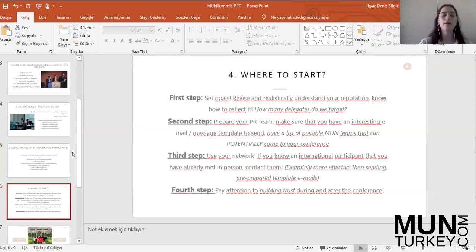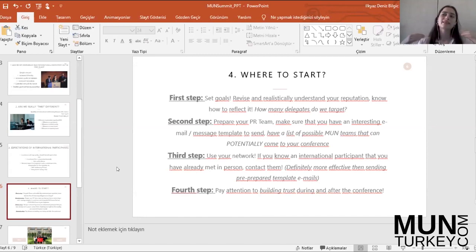So next, this is a very good question that should come to your mind at this point: okay, I get all this information, but where do I start as an organizer? So first step, set goals. Revise and realistically understand your reputation as a conference, know how to reflect yourself, and have a target delegate number.